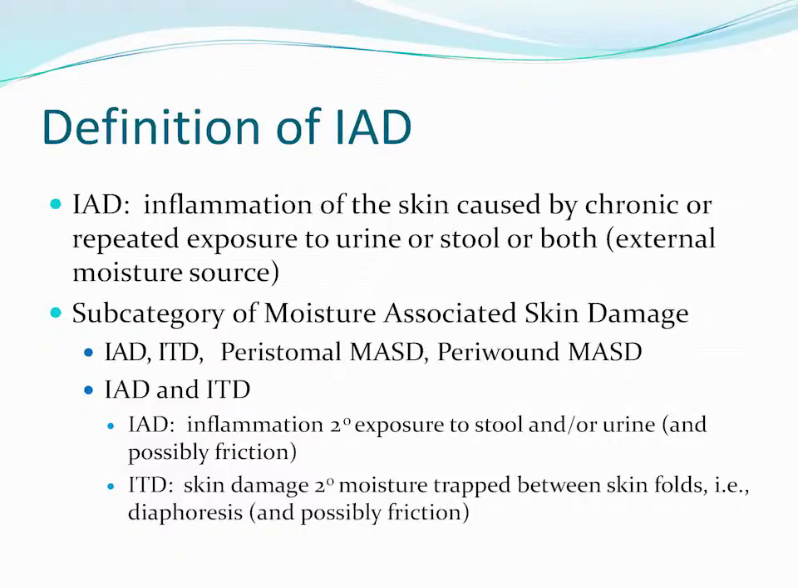So differentiating between IAD and ITD, IAD, by definition, is limited to conditions where stool and urine exposure are the etiologic factors. ITD references damage due to trapped moisture. Many times trapped moisture, which we see a lot in our obese patients, we see a lot in our diaphoretic patients, but we can also see that in our incontinent patients. So sometimes it's simply trapped perspiration. Sometimes it's a combination of trapped perspiration and trapped urine.